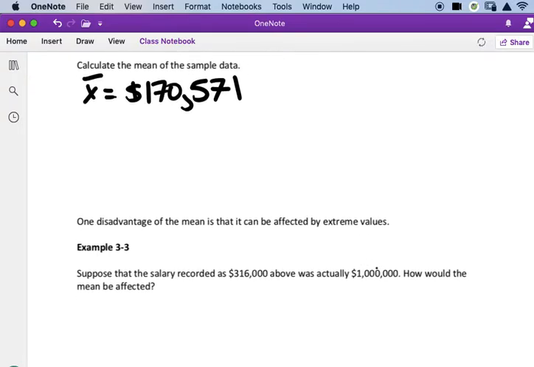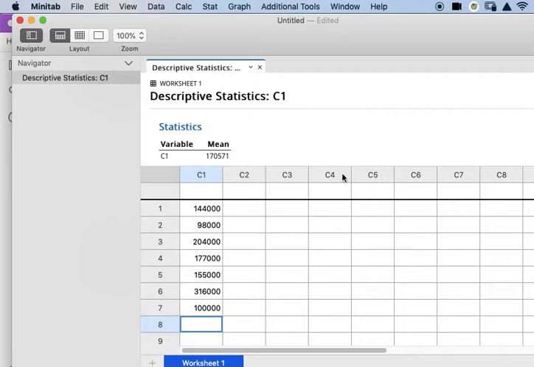Now, one disadvantage of the mean is that it can be affected by extreme values. So in example 3.3, we're going to suppose that the salary recorded as $316,000 was actually $1 million. We're going to see how the mean is affected. So I'm going to go to my spreadsheet, and I'm going to paste the data into a second column and change the value of $316,000 to $1 million.